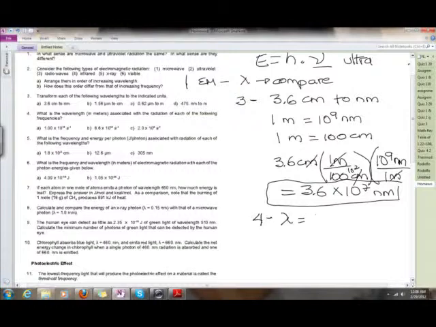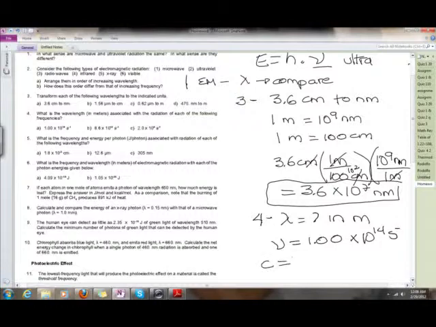What is the wavelength in meter? They're asking for the wavelength, and in meter, associated with the radiation of each of the following frequency. So they're giving you the frequency, and it's 1.00 by 10 to the 14 seconds to the minus 1.